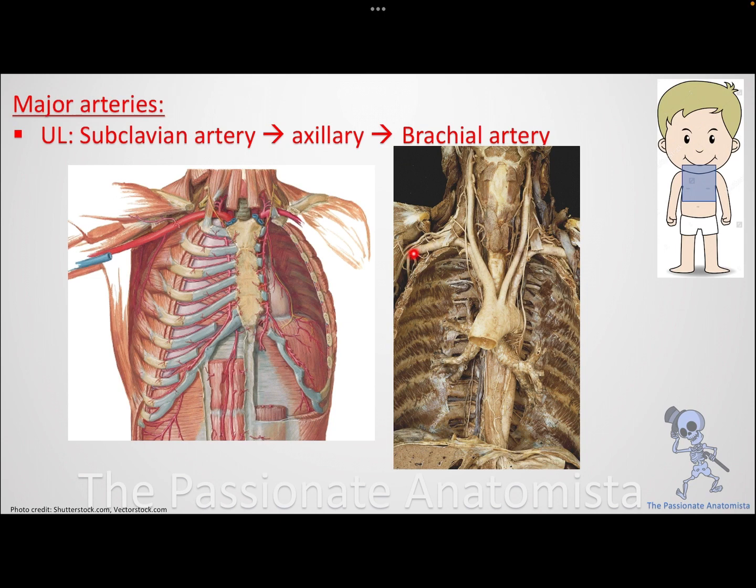And after that, once we exceed the outer border of the teres major muscle, it's going to be called the brachial artery. Now, this is the brachiocephalic trunk. This is your common carotid. This is the subclavian. On the left side, we have only the common carotid and subclavian without the brachiocephalic trunk.